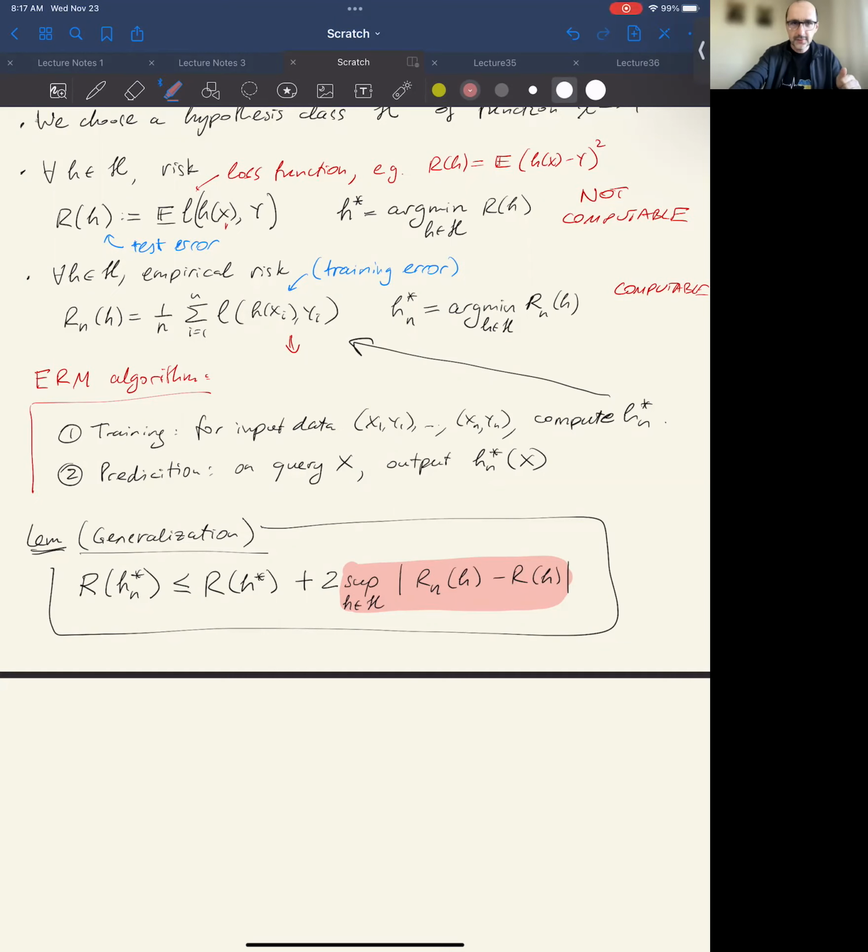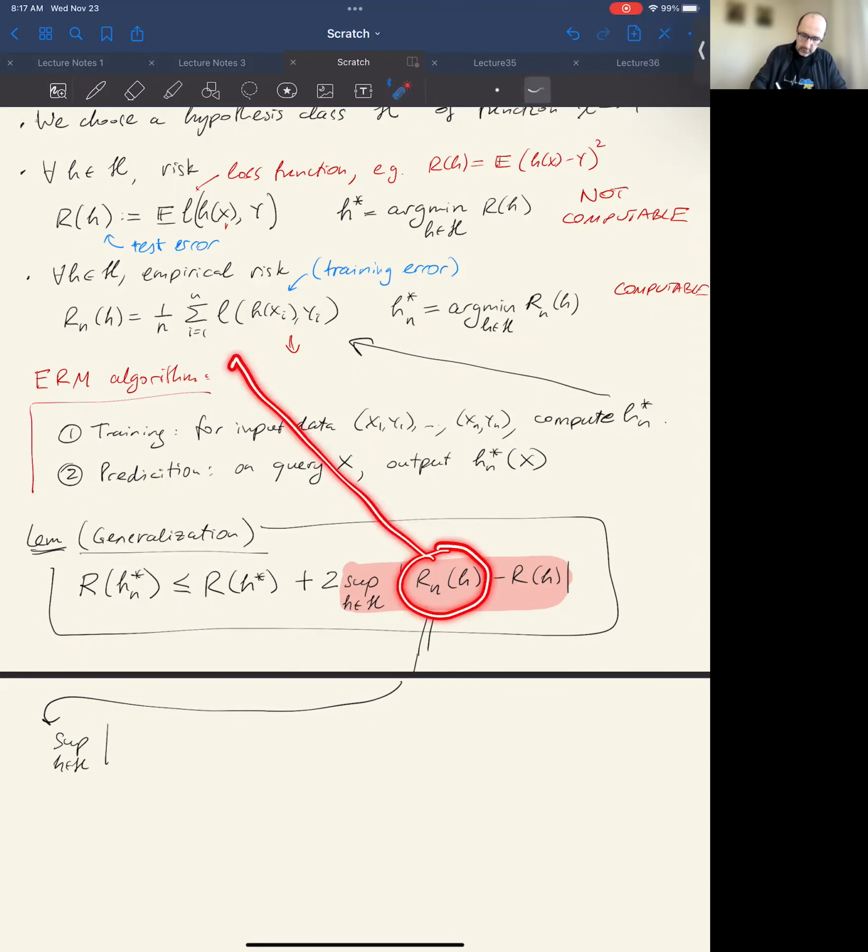Yeah, perfect. Okay, excellent. Okay, let's demystify this term. This is not a very good thing to have. Supremum over this thing. Whoa, what is this? Okay, let's do it. Let's move it here. It is the supremum over H. Let's just remember what Rn of H was right there.